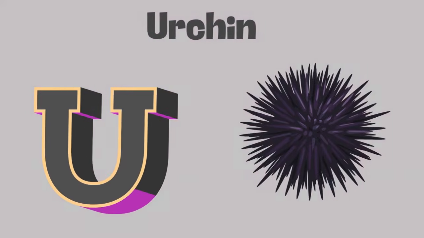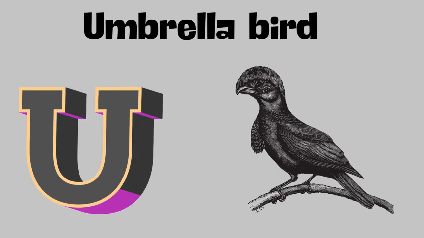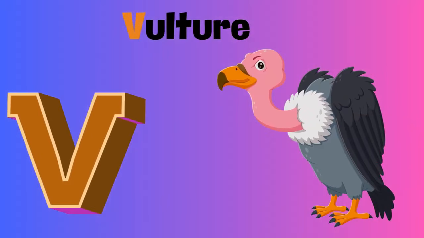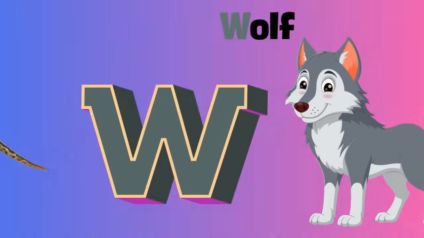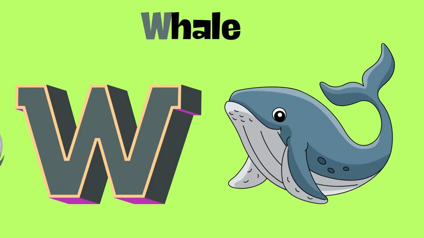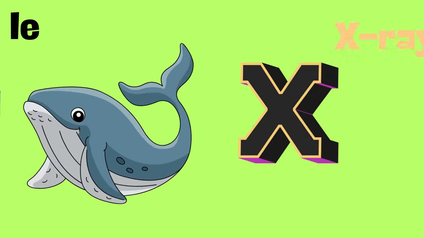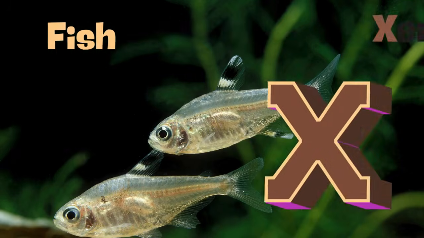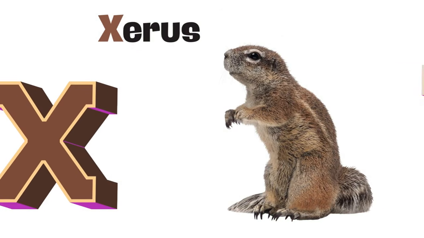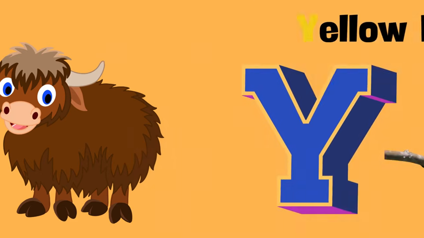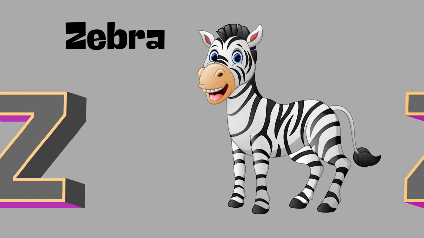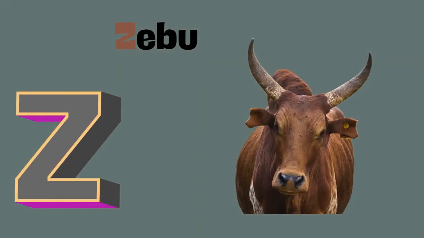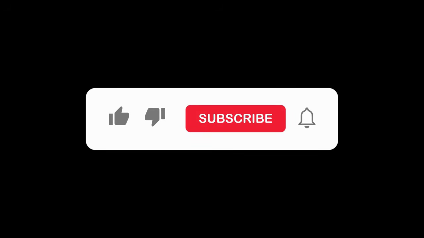U for urchin, U for rover. V for vulture, V for viper. W for wolf, W for whale. X for x-ray fish, X for cirrus. Y for yak, Y for yellow bird. Z for zebra, Z for zebu. It's a zebra.